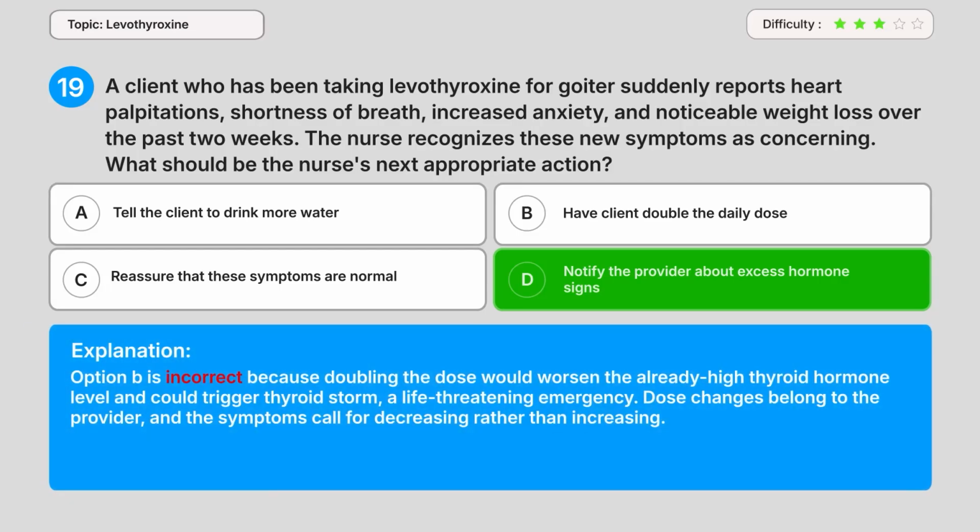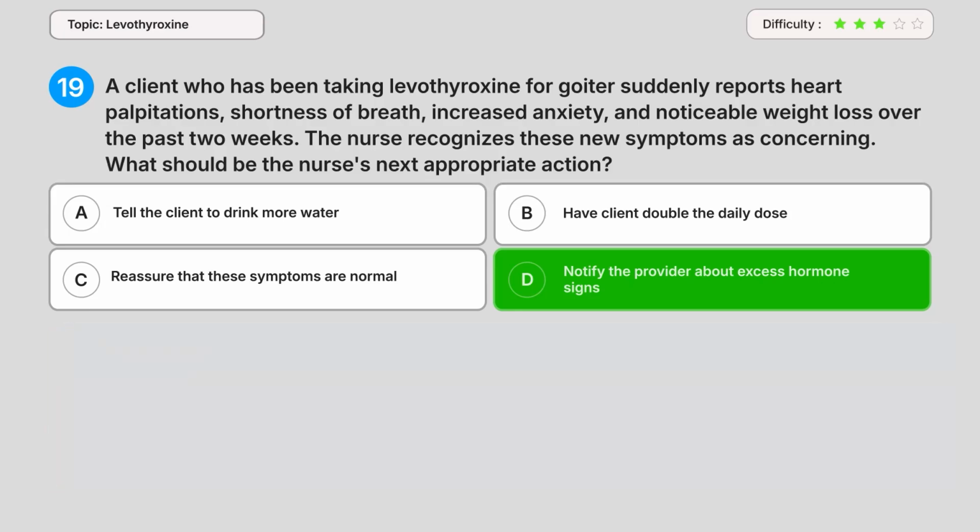Option B is incorrect because doubling the dose would worsen the already high thyroid hormone level and could trigger thyroid storm, a life-threatening emergency. Dose changes belong to the provider, and the symptoms call for decreasing rather than increasing.